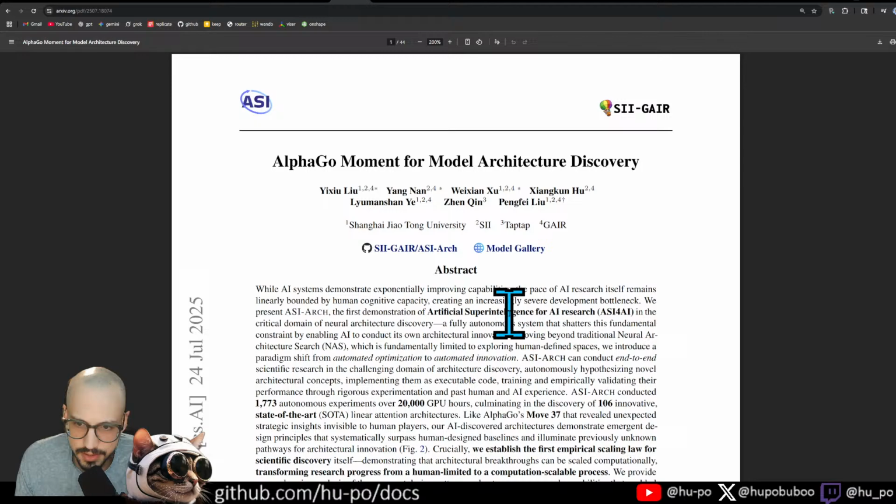The first demonstration of artificial intelligence for AI research is the critical domain of neural architecture discovery. Okay, so this is neural architecture search. This is where you search to try to find the best architecture, right? And what they're talking about here is that most of this neural architecture search is currently fundamentally limited to exploring human-defined spaces. So it's more like a hyperparameter sweep, right?